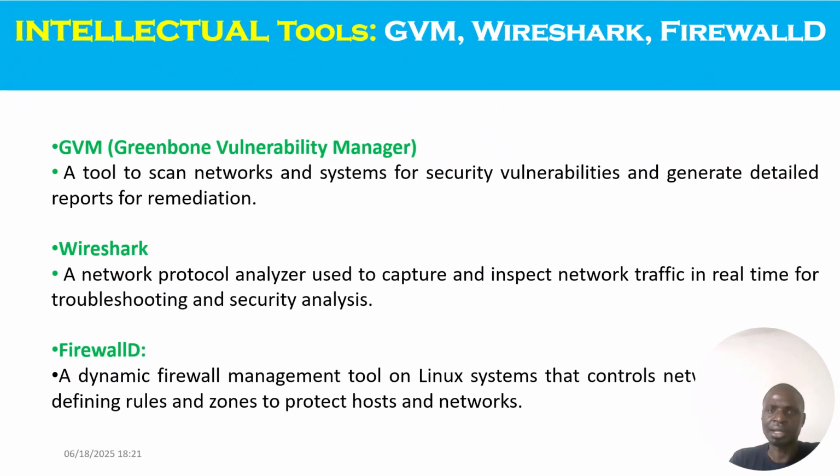I want to look at the essential tools that we use to ensure that security is as maximum as possible. First is the GVM, Greenbone Vulnerability Manager. It's a tool to scan networks and systems for security vulnerabilities and generate detailed reports for remediation. And Wireshark is a network protocol analyzer used to capture and inspect network traffic in real time for troubleshooting and security analysis. And Firewalld is a dynamic firewall management tool, commonly used in Linux systems, that controls the network, defining rules and zones to protect hosts and networks.